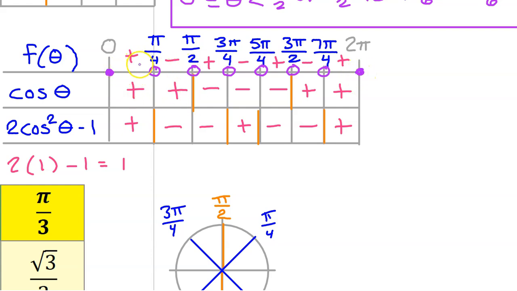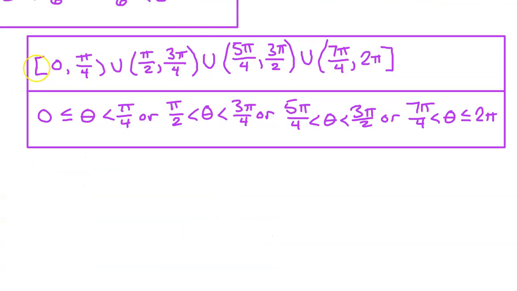So, in between, we are looking for the positive intervals. So we will have the interval from 0 to pi, union the interval from pi over 2 to 3 pi over 4, union 5 pi over 4 to 3 pi over 2, union 7 pi over 4 to 2 pi. The 0 and the 2 pi will get brackets corresponding to the closed circles. All of the other endpoints will be parentheses. Here's your final answer in interval notation and using inequalities.